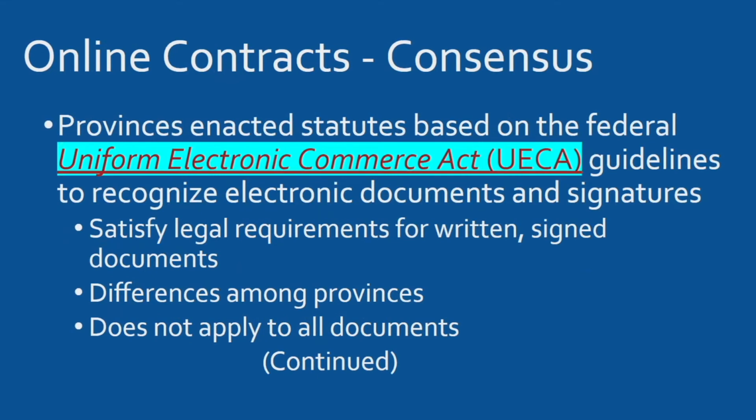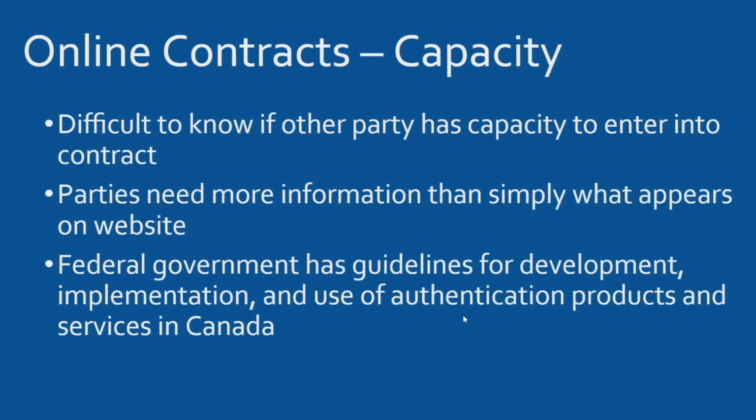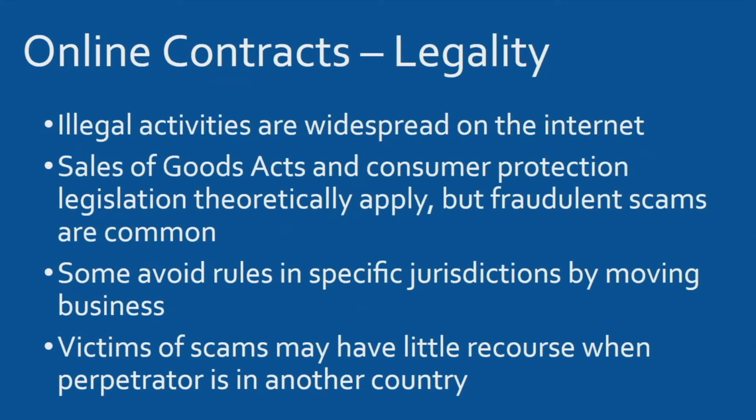So the Uniform Electronic Commerce Act was developed by the federal government, and the provinces have basically adapted that, and it has laid out what we need to do in order to be able to write legal contracts internationally. Again, you run into this fundamental problem. It doesn't apply to all documents. The fact of the matter is, it's very difficult to enforce. So we do have online contracts. I don't know if you've ever had to do this, but I have signed contracts online. And right now, businesses may state the law of a specified jurisdiction, and then people got to click accept of that on the online contract. Once they accept that, once send is hit, we assume that that is acceptance. So those are some of the key things that you should be aware of there.